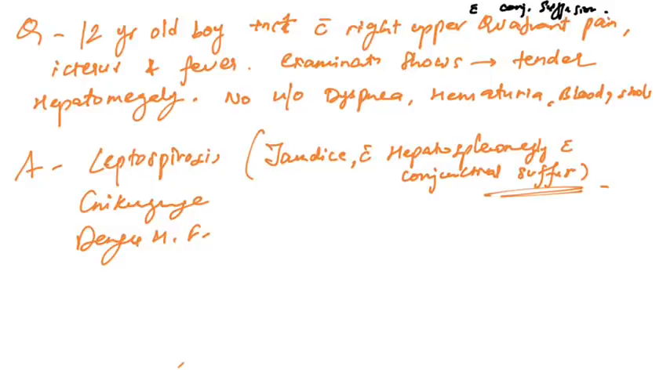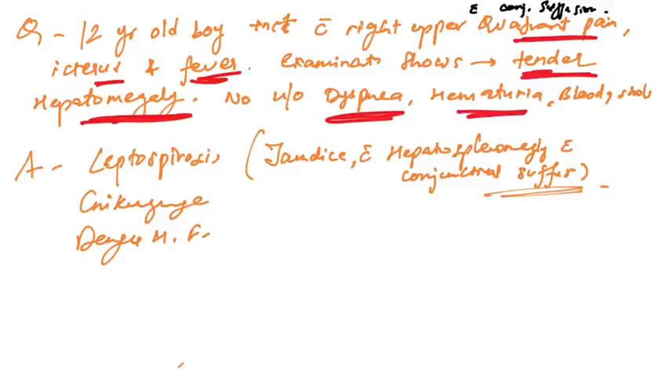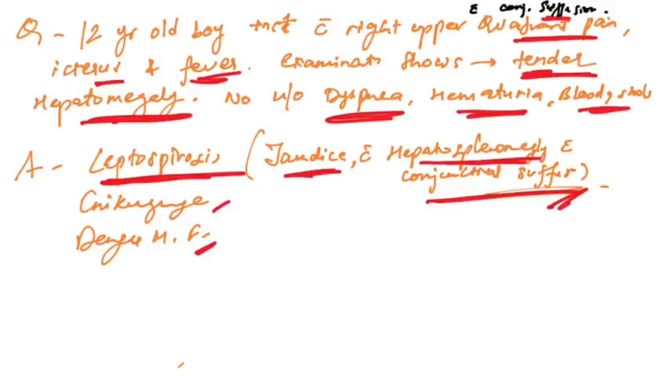Now, a 12-year-old boy came with right upper quadrant pain, icterus and fever, and examination shows tender hepatomegaly. There is no history of dyspnea, hematuria, or bloody stools, and conjunctival suffusion is present. The options were leptospirosis, chikungunya fever, and dengue hemorrhagic fever. But the answer is leptospirosis, because this triad of jaundice, tender hepatomegaly, and conjunctival suffusion is seen in leptospirosis.